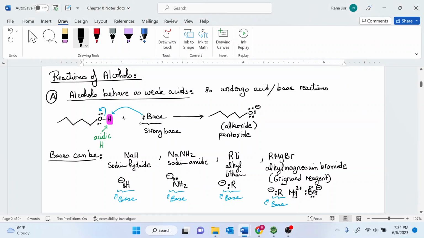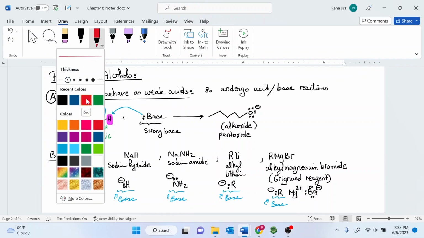Alcohols, they do behave as acids. They are not strong acids. They are weak acids. And the hydrogen here is going to be the weak acidic hydrogen. The reason why it's an acidic hydrogen is because of the oxygen that is connected to it.